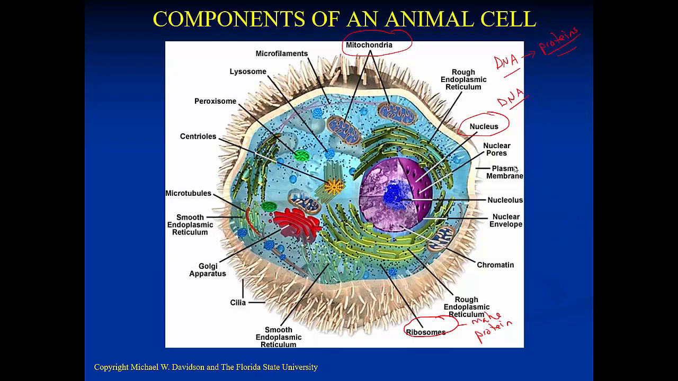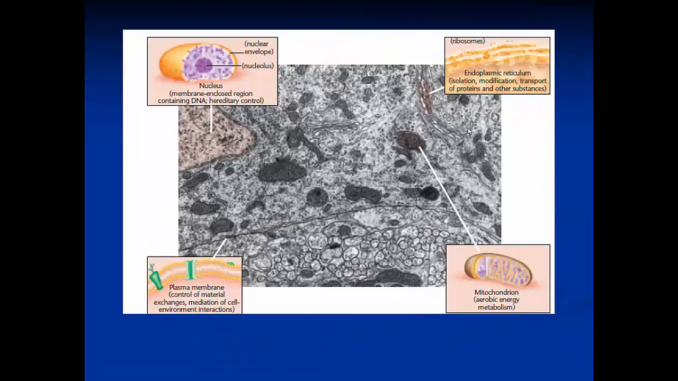So those are the main things you need to know: plasma membrane, nucleus, mitochondria, and ribosomes. Here is a transmission electron photomicrograph, and I'm going to show you some of these. The reason I bring this up again is there's a couple structures I really want you to know. One is going to be, of course, the nucleus, right? We already talked about that.